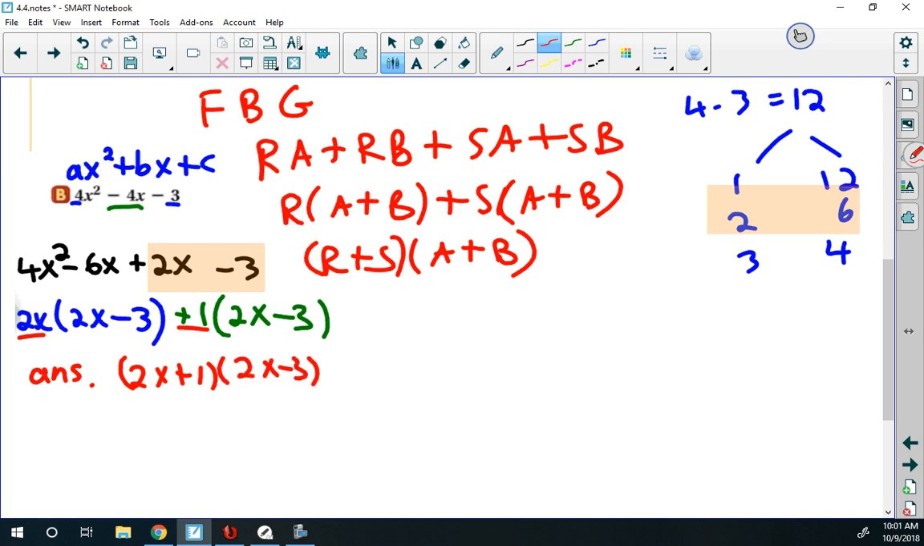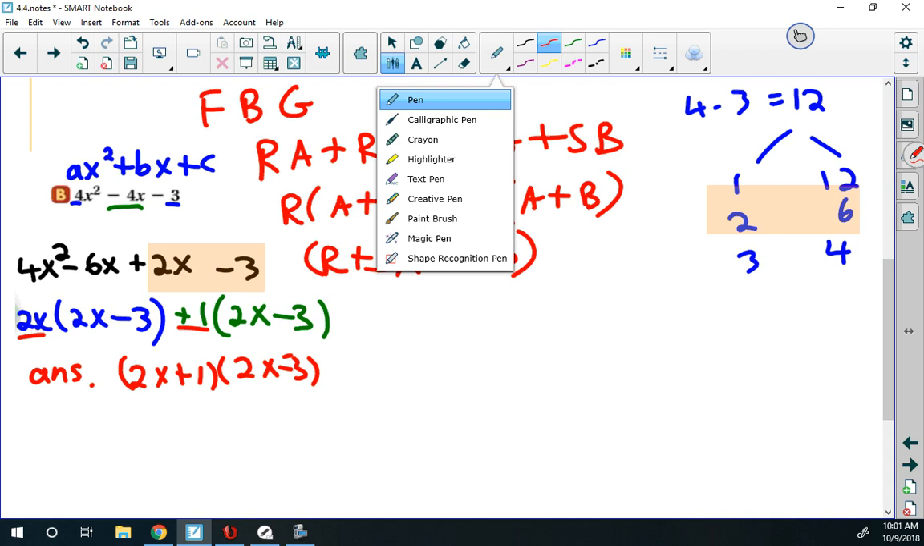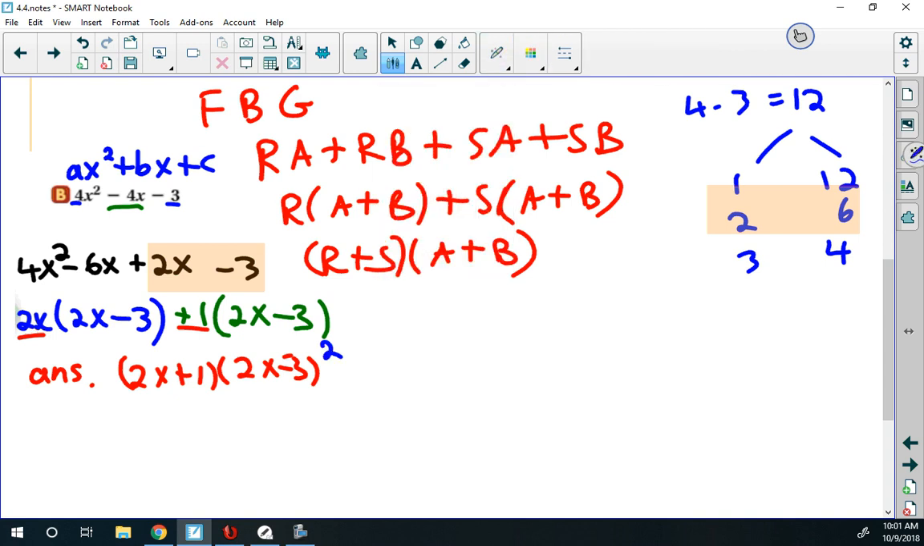A lot of people mistakenly think they need to put an exponent of 2 here. That's a mistake. You don't. Because if you did that, you'd end up with something to the third degree. And we only have a quadratic. Okay? So this factoring by grouping technique, how do you feel about it? You like it? Don't like it? Question.